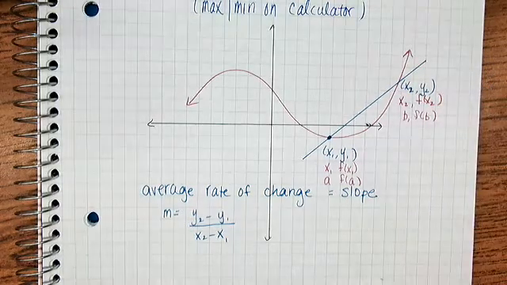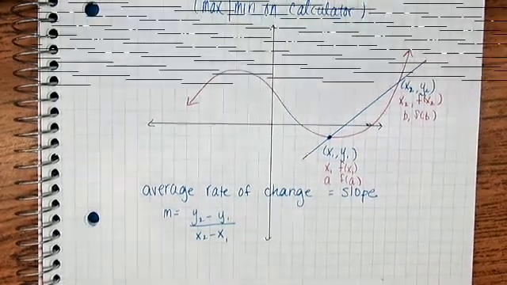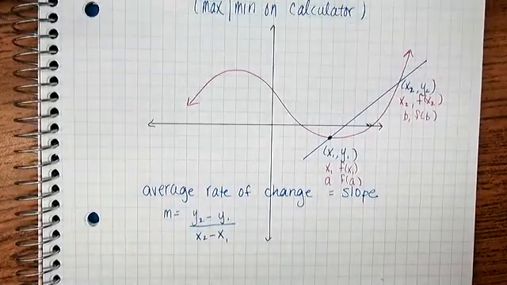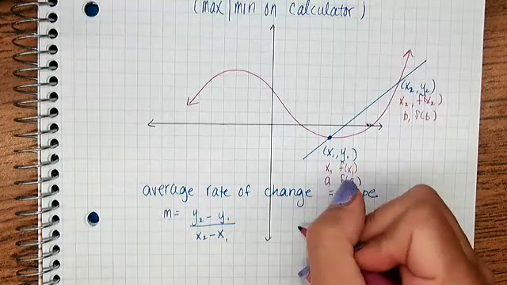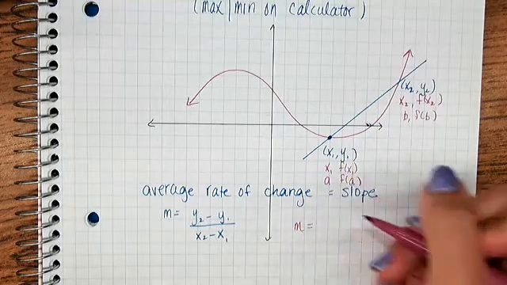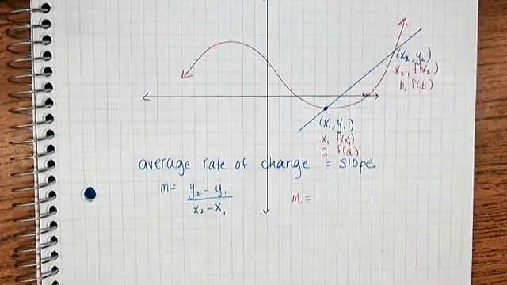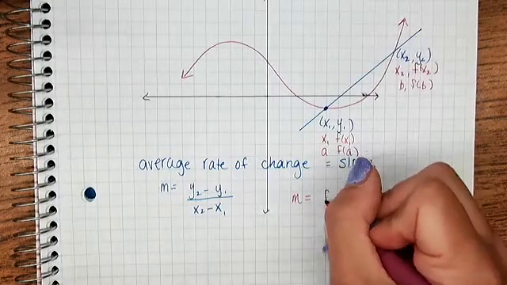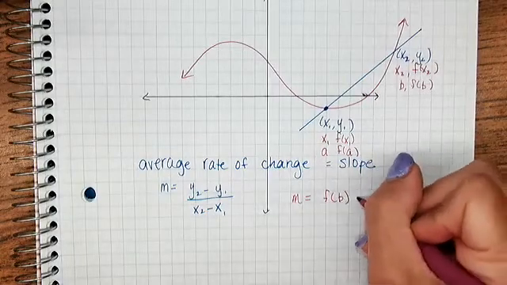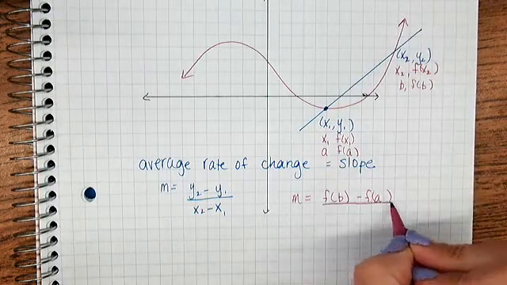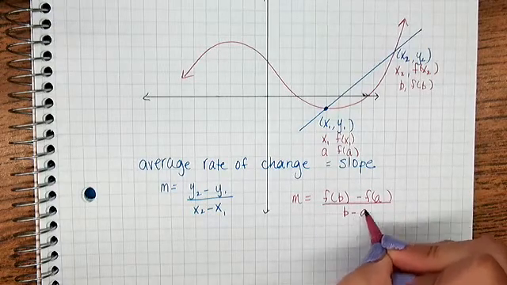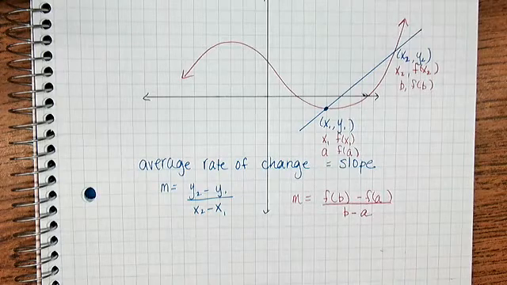And why do we use a and b? I have no idea, because whoever decided that rate of change was important decided to use a and b. When you invent some really cool thing, you can use whatever letters you want. So average rate of change is going to be the f of b minus the f of a all over b minus a.